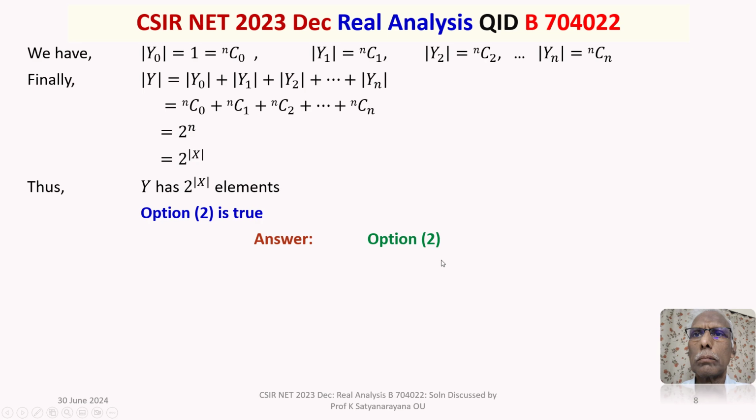You may note down that this y is the power set of x, the set of all subsets of x. That is the power set of x, and your answer is option 2, and the discussion is practically over. This is a multiple choice question, and we have proved one of the options is true. Therefore, you have to stop here. There is no need of going and showing that the remaining 3 options are false.